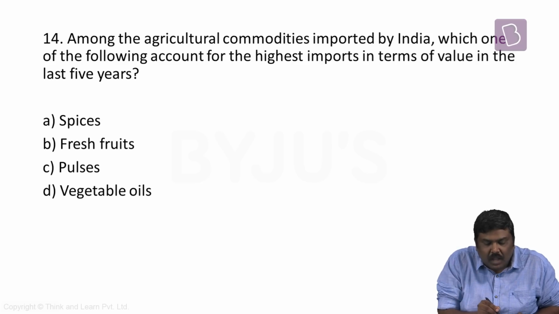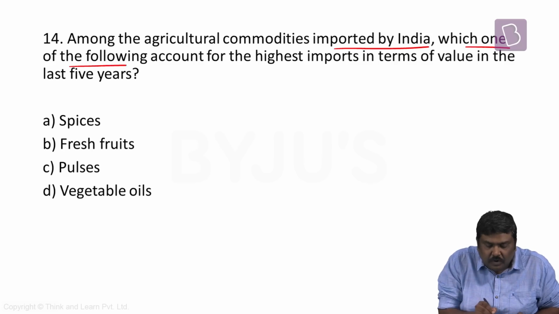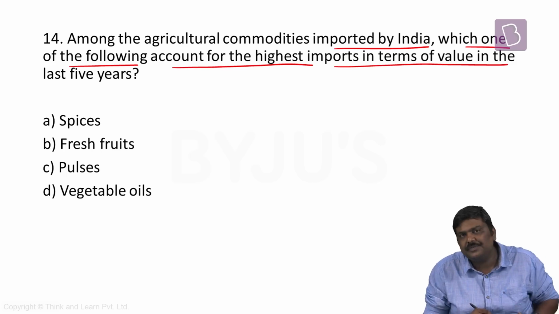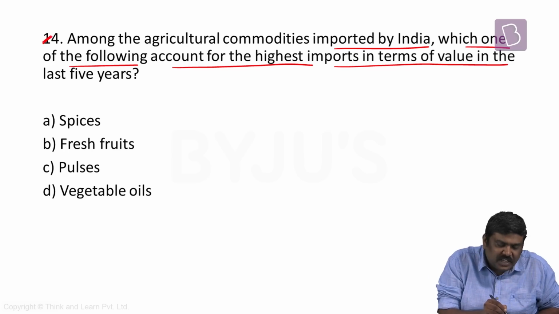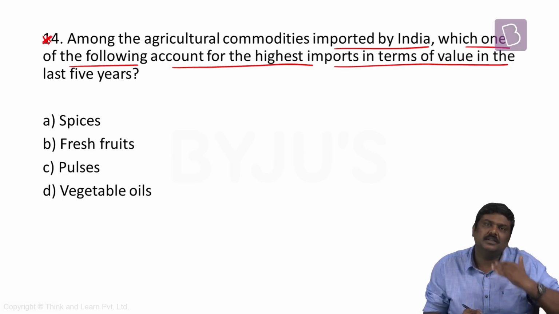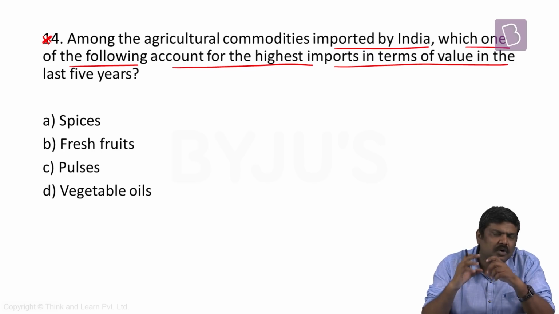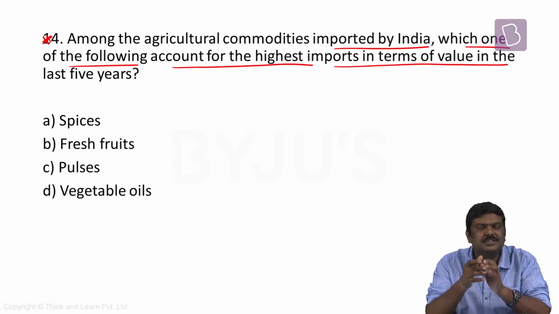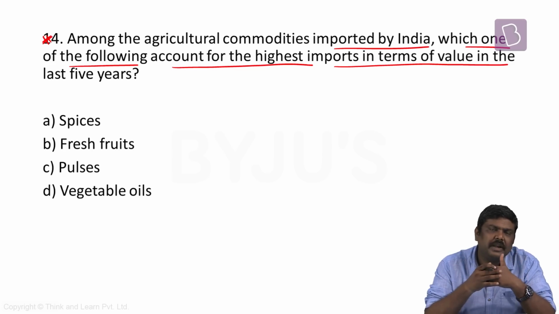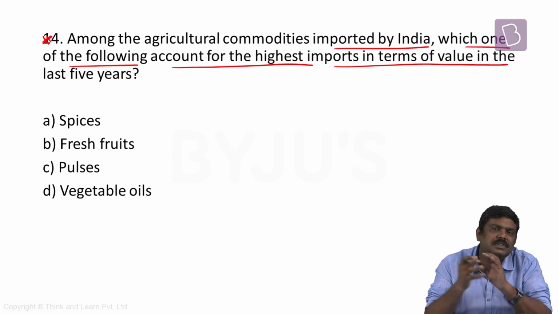Question number 14. Among the agriculture commodities imported by India, which one of the following accounts for the highest imports in terms of value in the last 5 years? Now this question has been asked solely on the information provided in various newspaper articles. For a simple reason, in the last 1 year, there has been a lot of discussion with respect to the import as well as the export of agriculture commodities. There has been a lot of imported agriculture commodities into the domestic market, which is cutting off the earnings of the farmers in India.